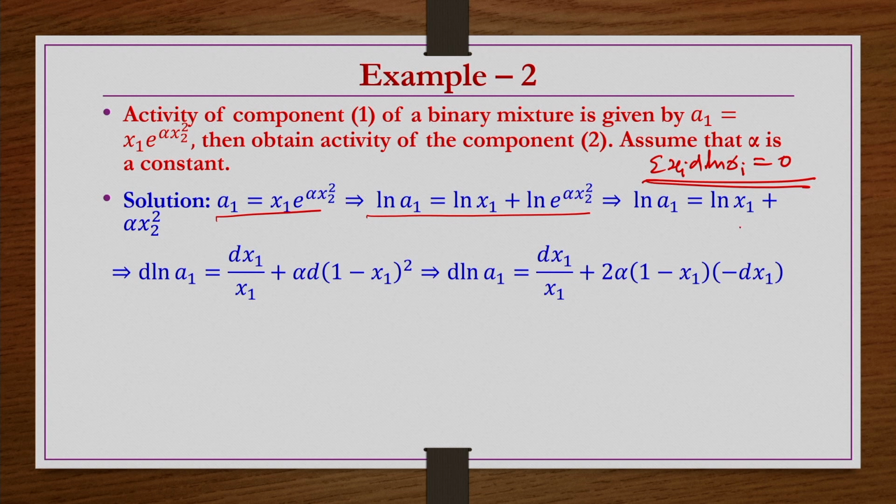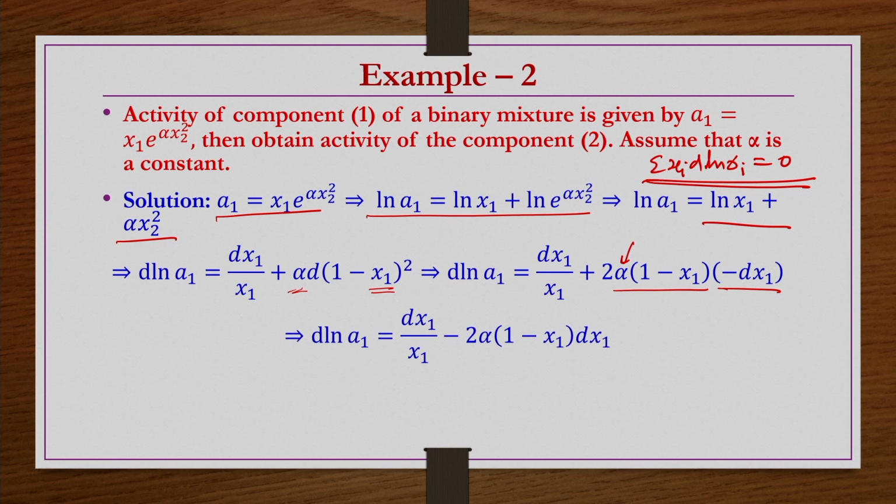So, the right hand side also we are differentiating. d of ln x1 is nothing but dx1 by x1, plus alpha is constant, and then d of x2 square is nothing but 2 x2, and here I am writing x2 as 1 minus x1. So, we have 2 multiplied by 1 minus x1 times minus dx1, and alpha is constant as it is.